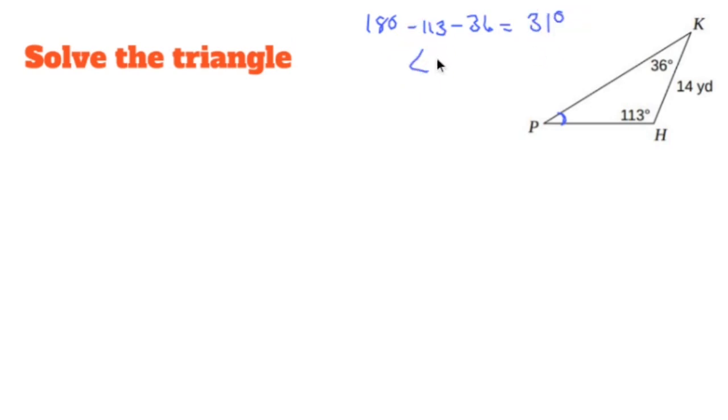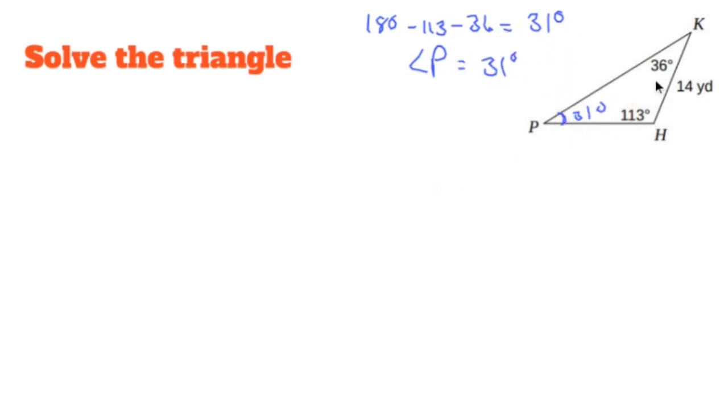So angle P is 31 degrees. I meant to say angle P is 31 degrees, not angle 31 degrees. Let me just write that out. So many mistakes.